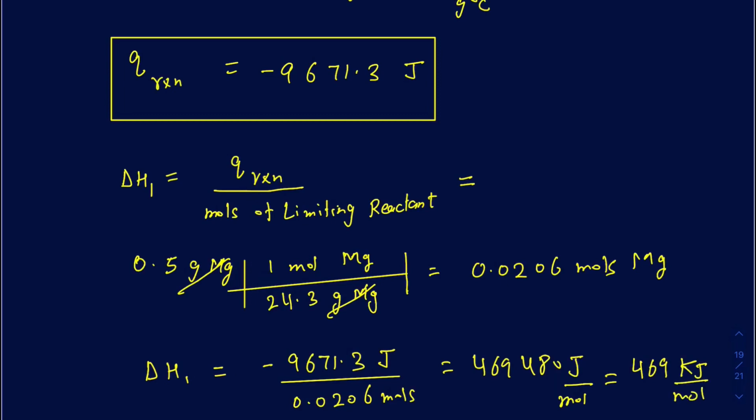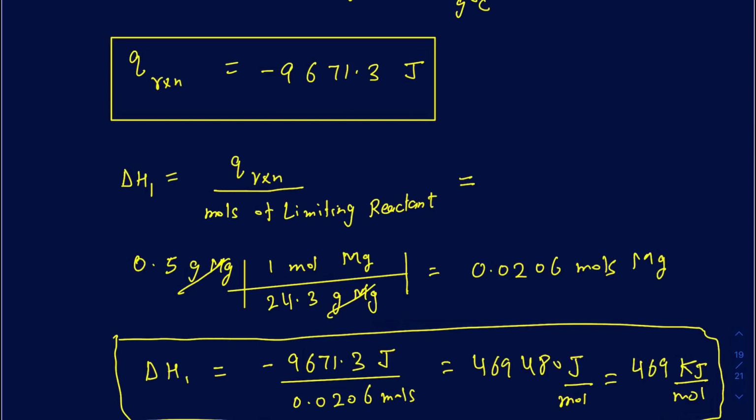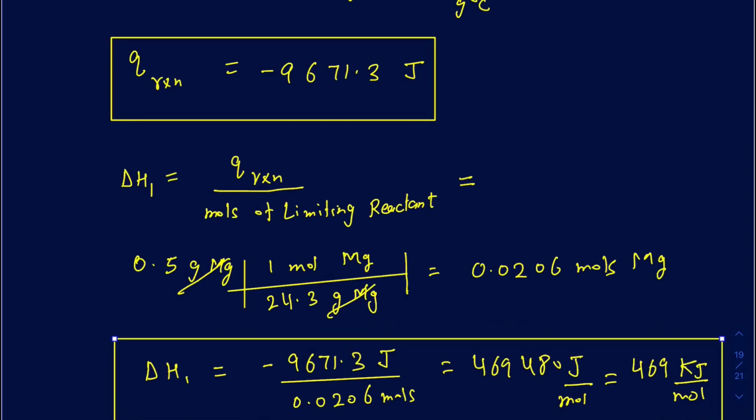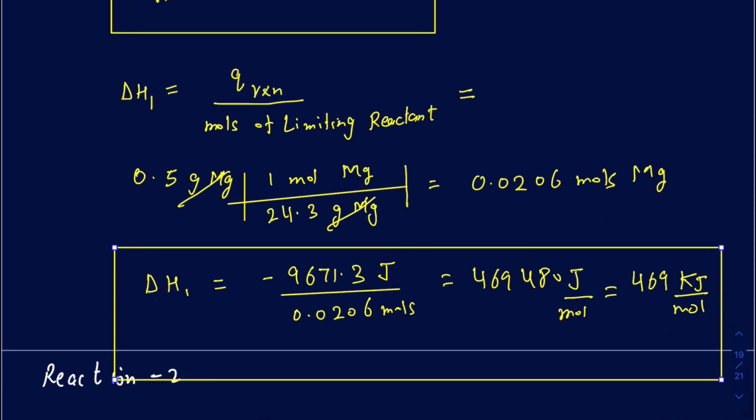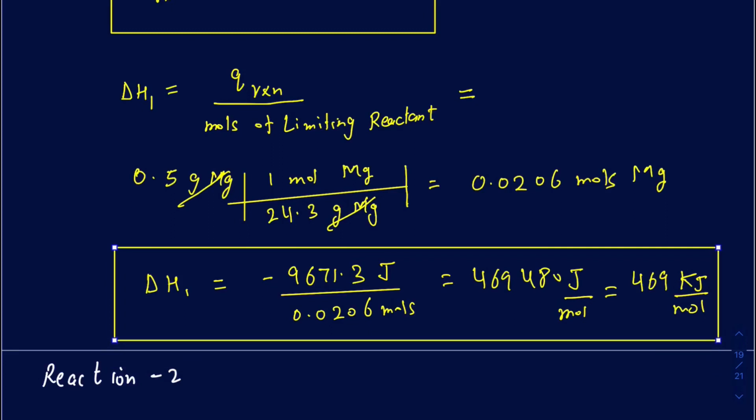Now, this may very well be different than the actual value because I made up some of those numbers, but it's for the sake of how you do the calculation. So this is your delta H1 here. Okay, so then you have to figure out the delta H2 the same way for your second reaction, and that's what we're going to do now.